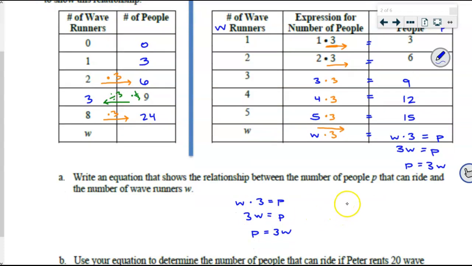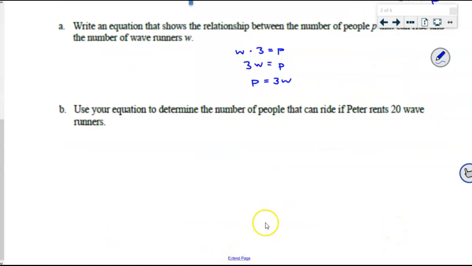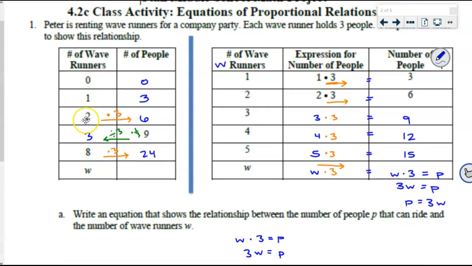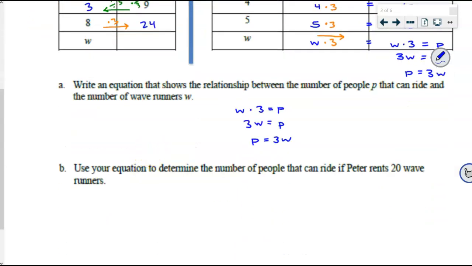Okay. Now that we've done the hard part and written the equation, which I hope you also see is really not that hard, we're going to use our equation to determine the number of people that can ride if Peter rents 20 wave runners. The whole reason for writing an equation is to make our life easier so that we don't always have to have a table in order to find these patterns and relationships. So notice what is being said. Peter rents 20 wave runners.